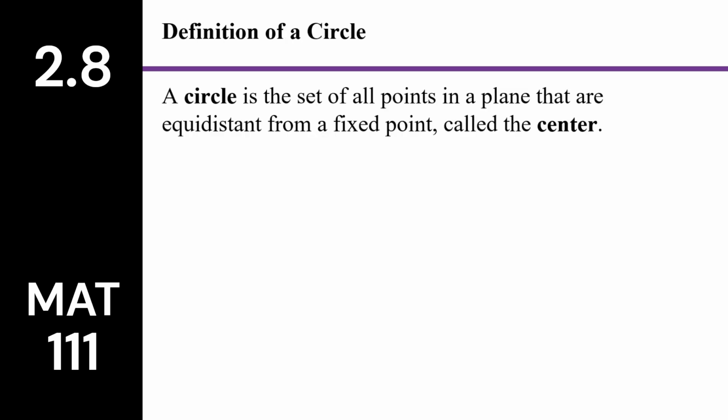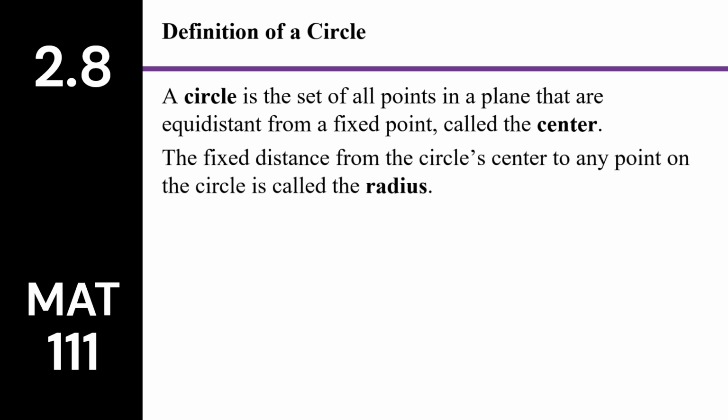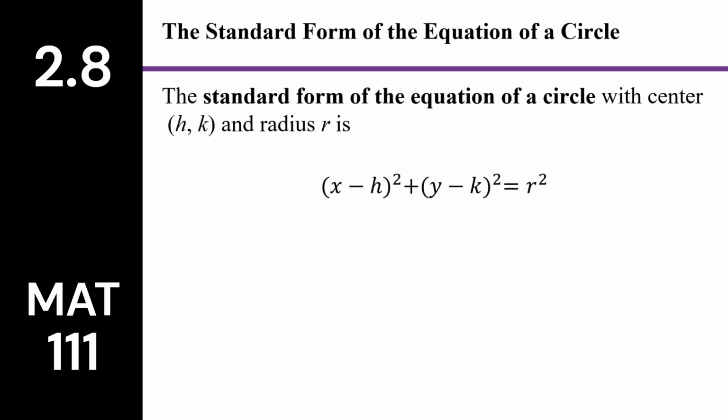Next, we're going to look at circles. A circle is the set of all points that are equidistant from a given point, which we call the center. And if you look at the distance from the center to any point on the circle, we call that the radius. This is the standard form for the equation of a circle. h and k tell us where the center is, and r tells us how big the radius is.